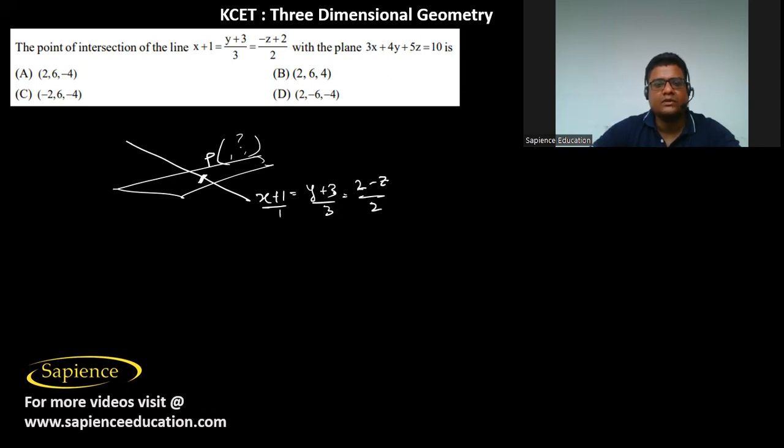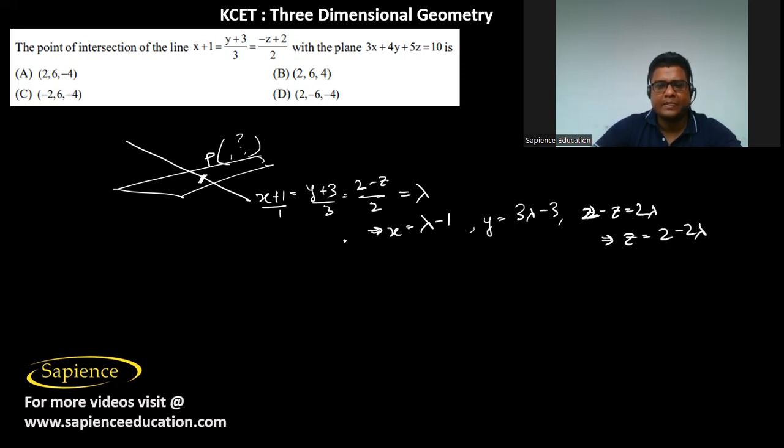Any point on this line will satisfy the equation of this line. So let's say this is equal to lambda. Therefore x will be equal to lambda minus 1, y will be equal to 3 lambda minus 3, and 2 minus z is equal to 2 lambda. So therefore z will be equal to 2 minus 2 lambda. So this point P will be (lambda minus 1, 3 lambda minus 3, 2 minus 2 lambda).